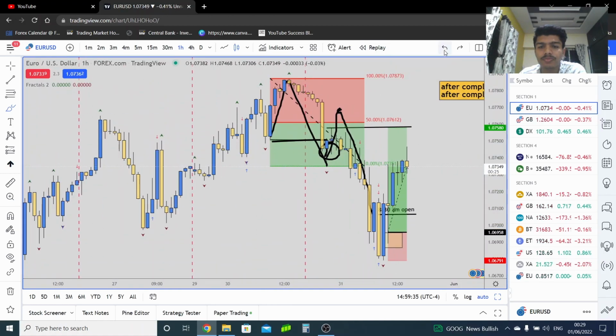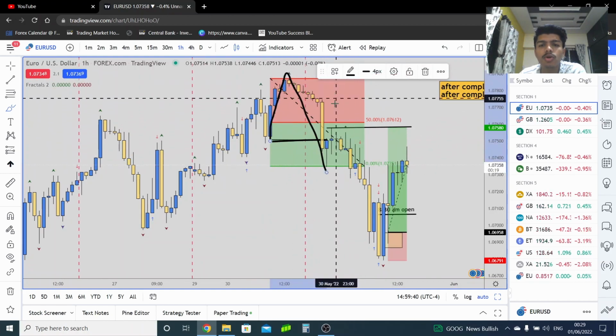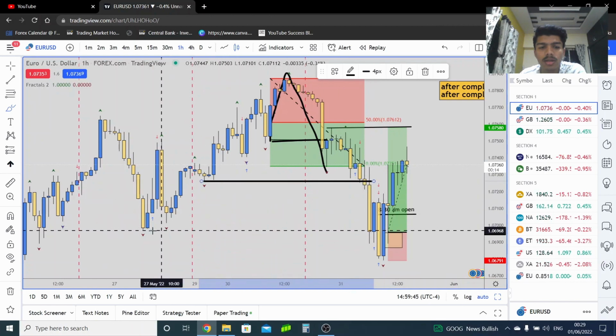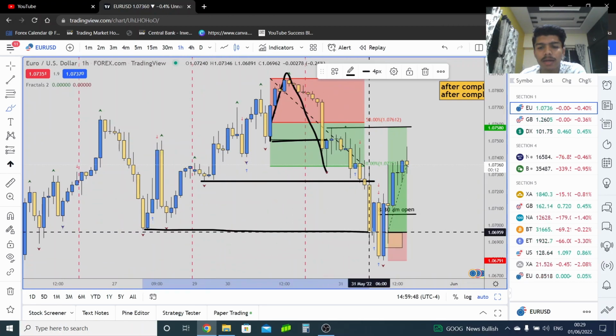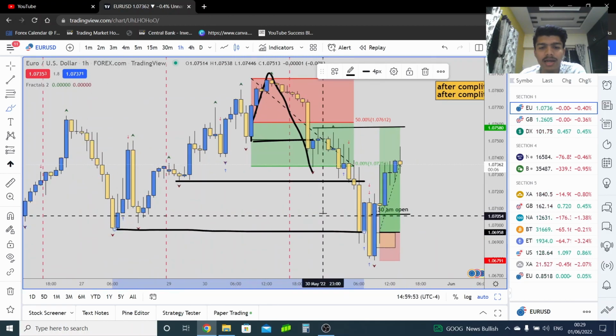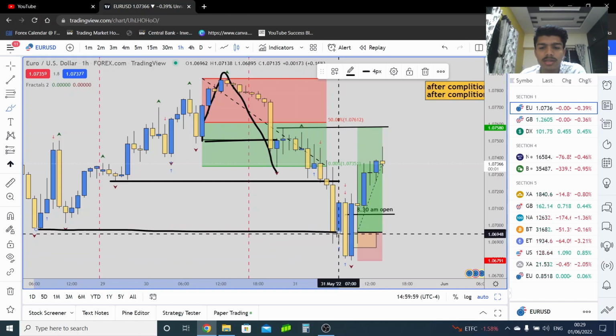So what did the market do till then? The market completed the market maker sell model, did not come into premium, but instead kept on going down, completing this market maker sell model and eventually completing the higher time frame market maker sell model. Now what did the market do? This is the 7 a.m. open.